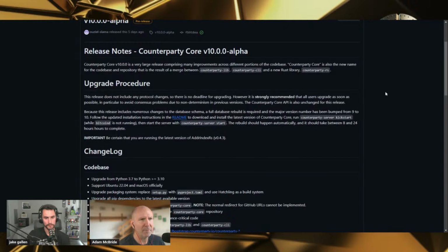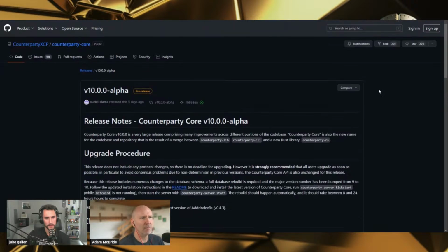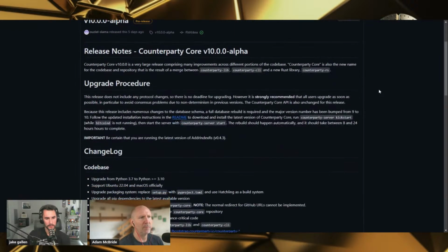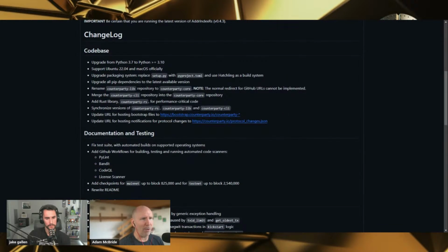So, for instance, up until this release, for the past few years, it's taken 2 to 3 weeks to catch Counterparty up with the Bitcoin blockchain. Counterparty indexes the Bitcoin blockchain the same way that Ordinals does. So when you start up your own Counterparty node, you have to catch up with the latest state of the network, and that's been taking 2 to 3 weeks, which is impractical.